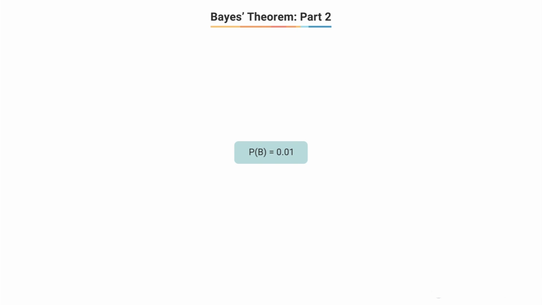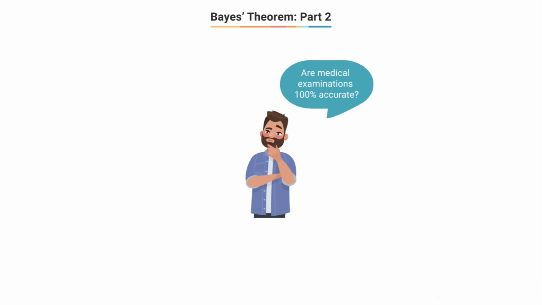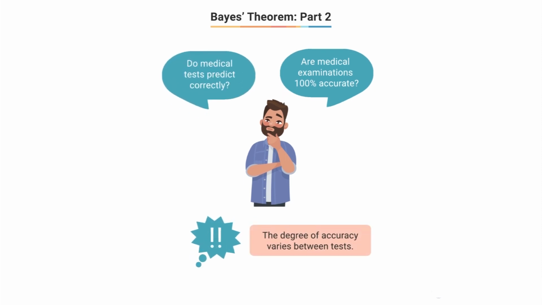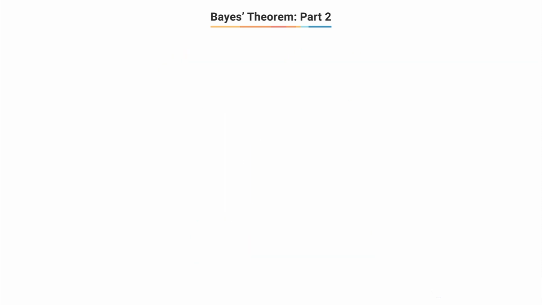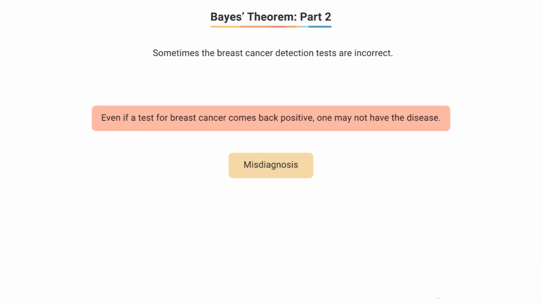Before we move on, let us ask a question. Do we think the medical tests that we do are 100% accurate? Do they always predict correctly? Well, the answer is the accuracy varies from test to test. But the breast cancer detection tests at times are incorrect. A person can be tested positive for breast cancer, but in actuality one may not have it. The vice versa is also possible. And these are the major types of misdiagnosis.